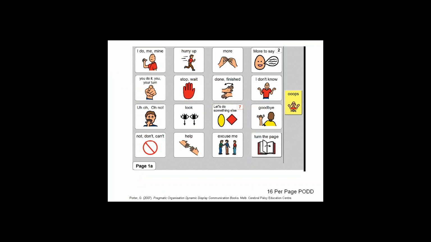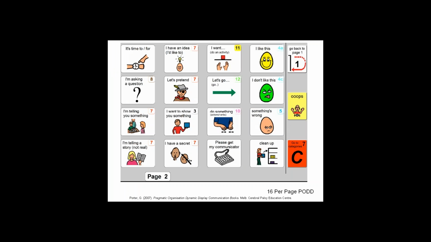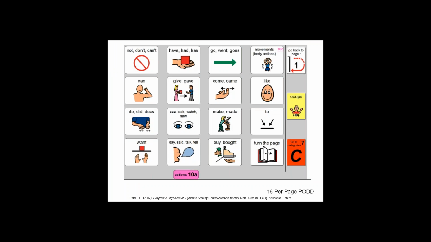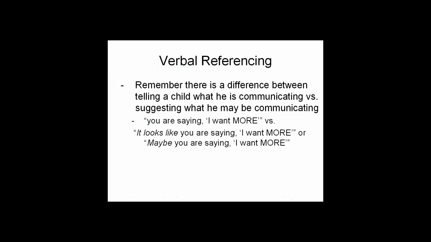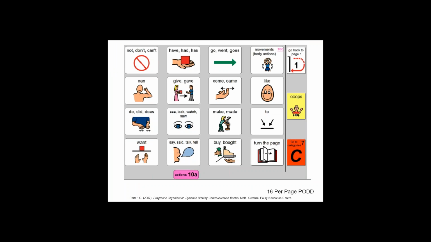If you're using a light tech pod system, this is the 16 per page. Your do something is found under more to say. So I go to page 2. Do something. So third column, third down, do something, page 10. There we go. You want, and then turn the page. Whoopsie. Turn the page. It is on 10B. I want it.